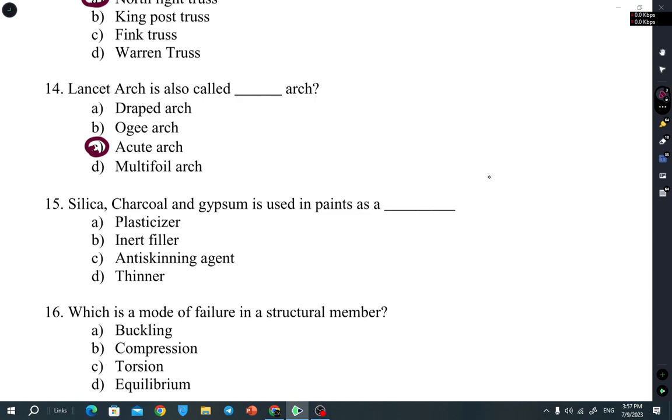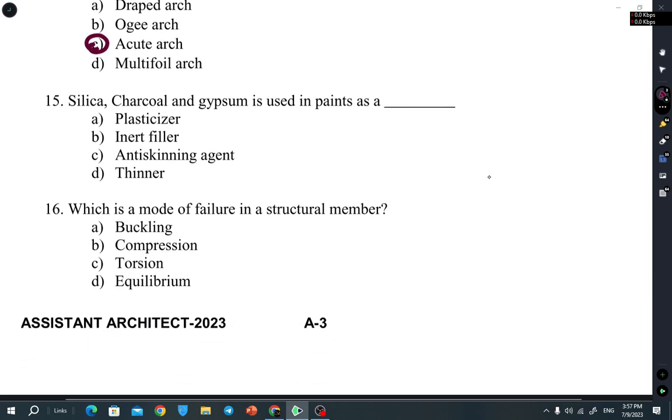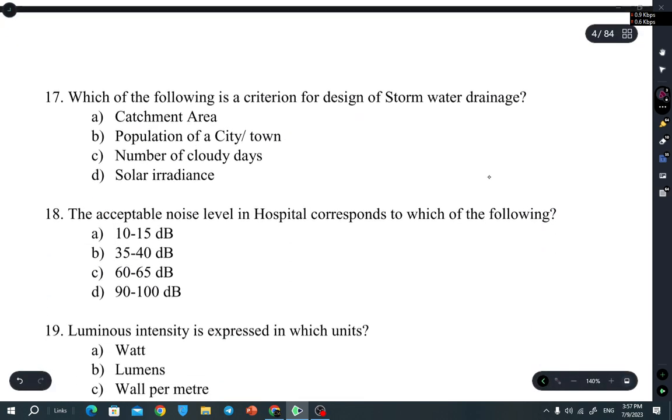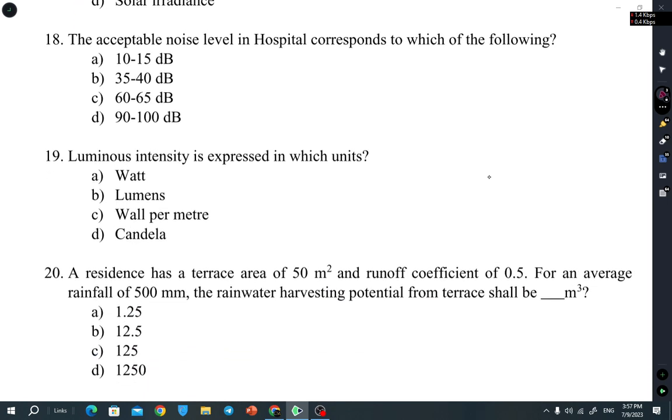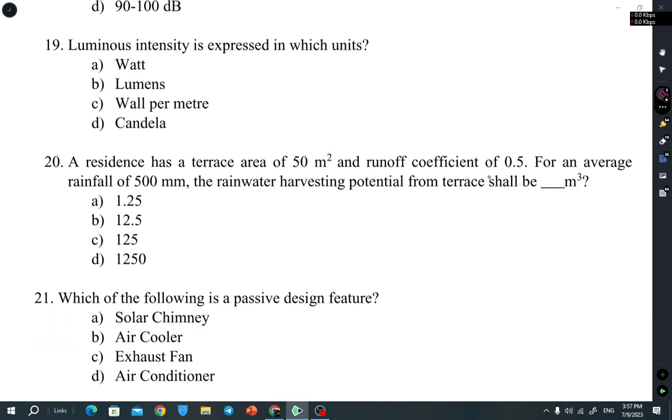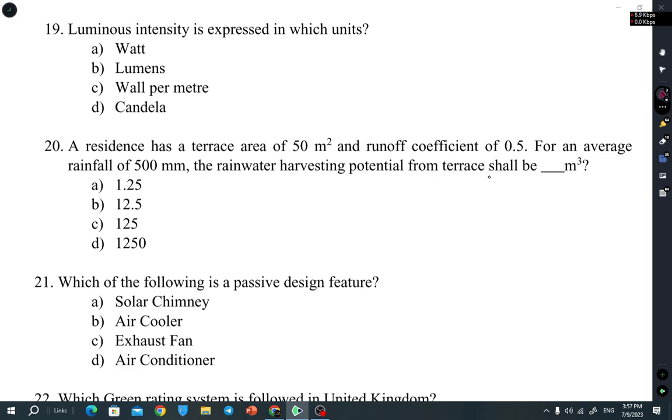Silica, charcoal and gypsum is used in paints as a inert filler. Which is a mode of failure in a structural member? Buckling. Next question. Which of the following is a criterion for design of storm water drainage? Option A. Catchment area. The acceptable noise level in hospital corresponds to which of the following? Option B. 35 to 40 dB. Luminous intensity is expressed in which unit? Option D. Candela.